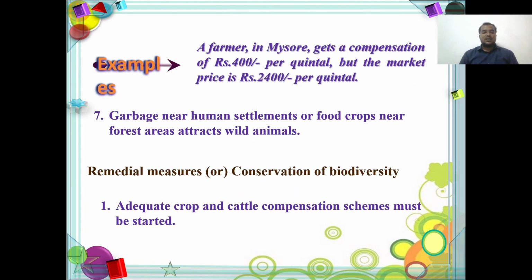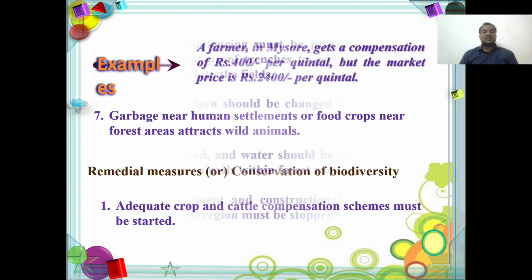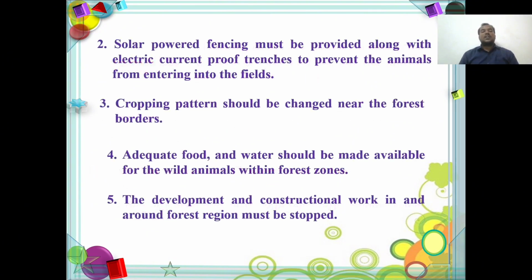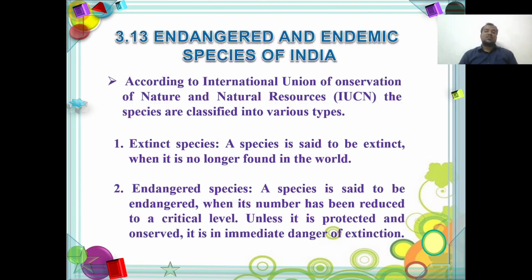Then remedial measures for conservation of biodiversity. Adequate crop and cattle compensation schemes must be started. Solar powered fencing must be provided, along with electric current proofing. Trenches should be dug to prevent animals from entering the fields. The cropping pattern should be changed near the forest borders. Adequate food and water should be made available for wild animals within forest zones. Development and construction work in and around forest regions must be stopped.